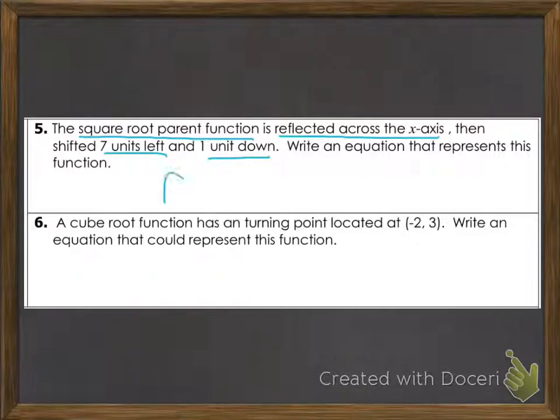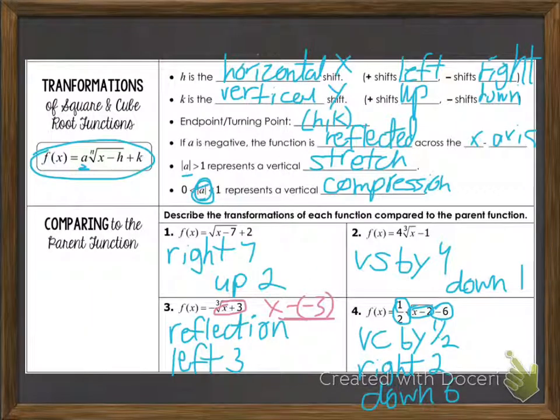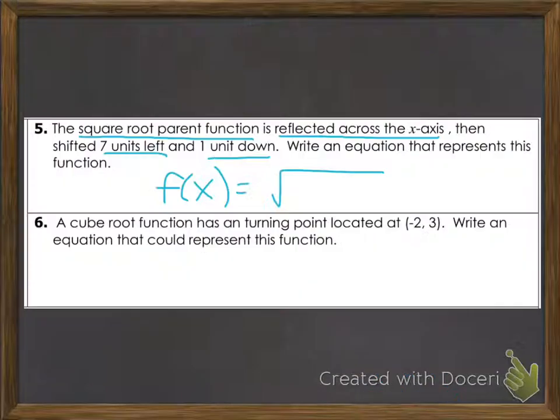So of course we need f of x equals, we're going to need a square root. I'm going to try and draw it pretty big. So there's the first thing, we've got our square root. It's being reflected across the x-axis, so based on our notes over here, we need a negative sign right here out front. So there we go, there's the first 2 underlines.